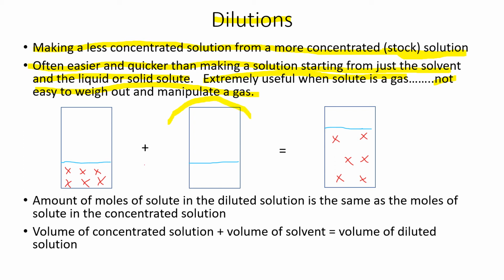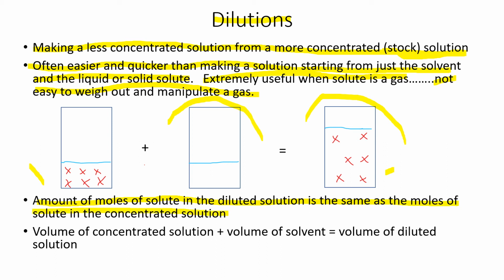The diagram in the middle is just showing us adding solvent. Then at the end, the right-hand picture shows the result of that. You can definitely tell that we ended with a less concentrated solution than we started with. So there's a couple things to notice in this picture, and then we're going to put it in more of a mathematical equation. The amount of solute in the diluted solution is the same as the moles of the solute in the concentrated solution.